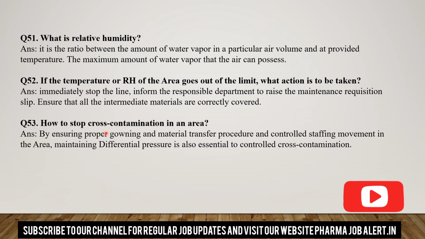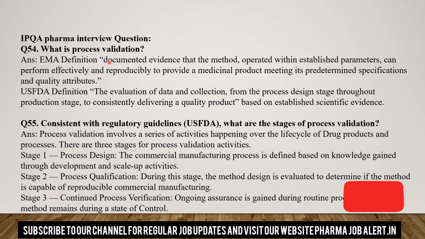Next question is how to stop cross contamination in an area. Friends, by ensuring the proper gowning and material transfer procedure, controlled staff movement. Staff must move in the assigned lines or indications in the area, maintaining differential pressure, essential for controlling cross contamination. Friends, what is process validation?